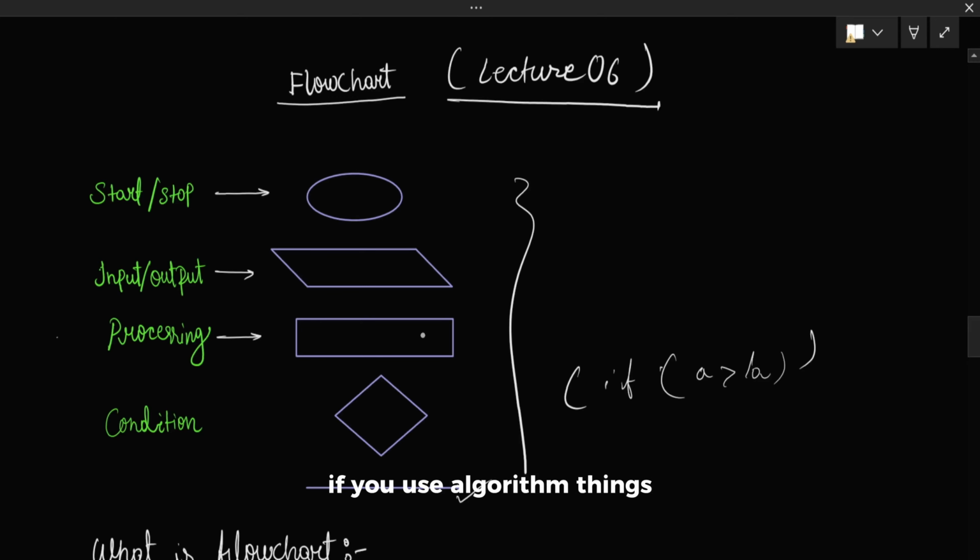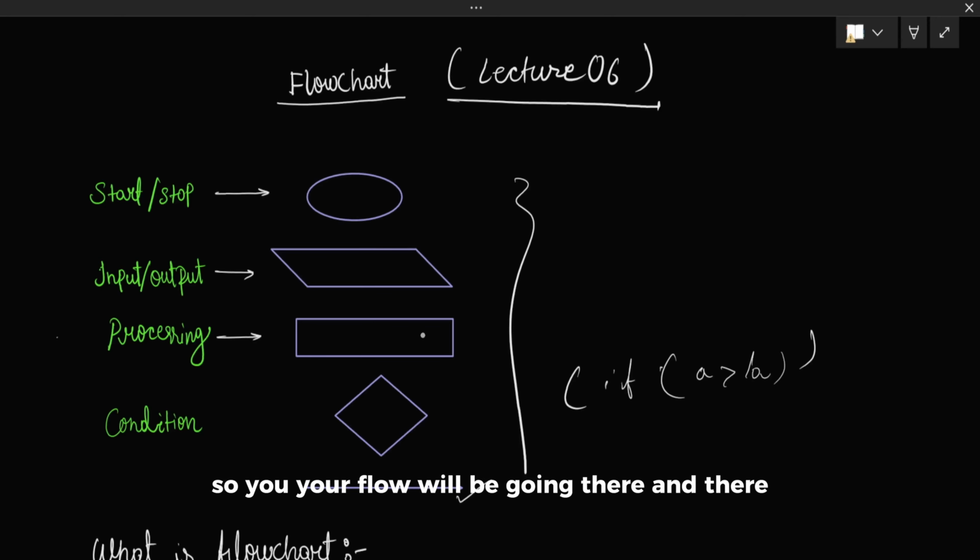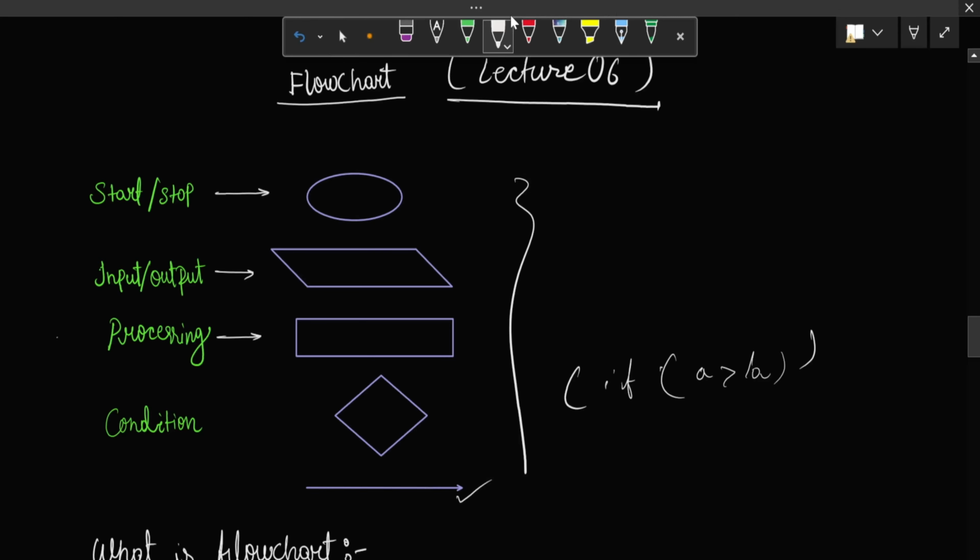If you write algorithms, then this will be a very big condition, and your flow will be going here and there, like this. We can do it easily. So let's see, one second, I can write it there.